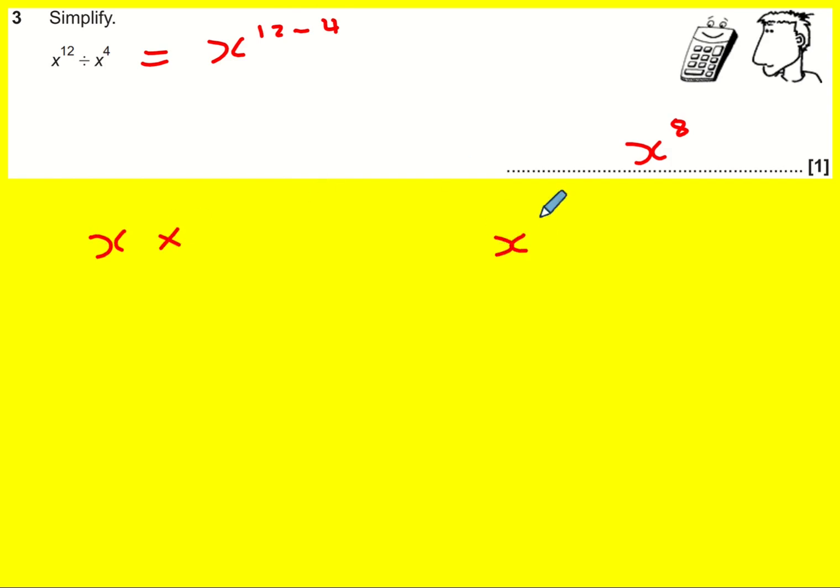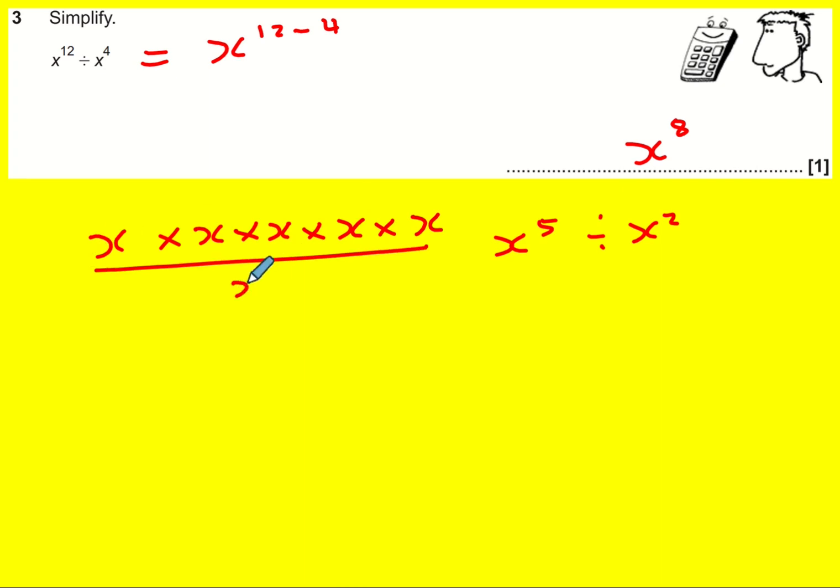if I did x to the 5 divided by x squared, then it'll be x times x times x times x times x divided by x times x. And you can imagine you cancel some of them out. You cancel that one with that one, cancel that one with that one, and we're left with x cubed. So you can see why you subtract them, hopefully.